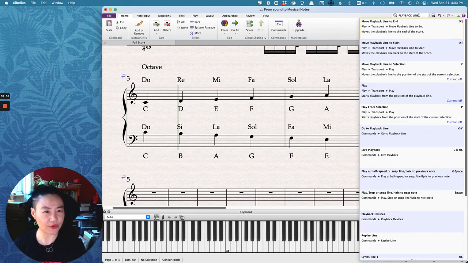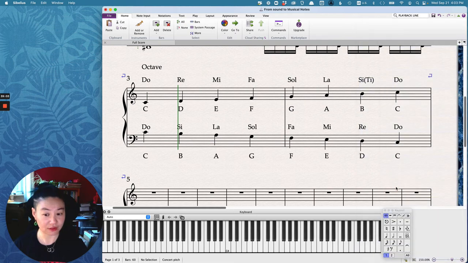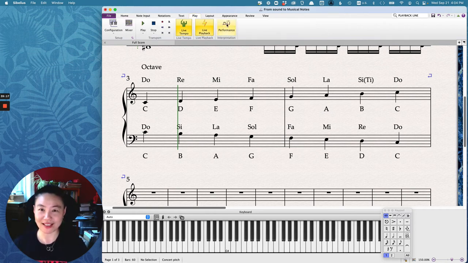I don't think you guys have an option to turn it off. That is so weird. Okay. Good for me to know. This line is where the playback is going to start. And for some reason, Sibelius won't let you turn it off. Well, that's frustrating. Well, anyway, I'm sorry this is here, but it's not great for teaching.